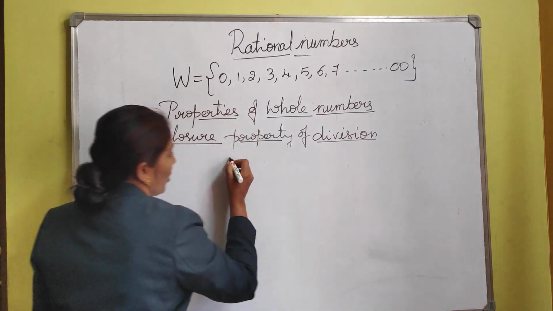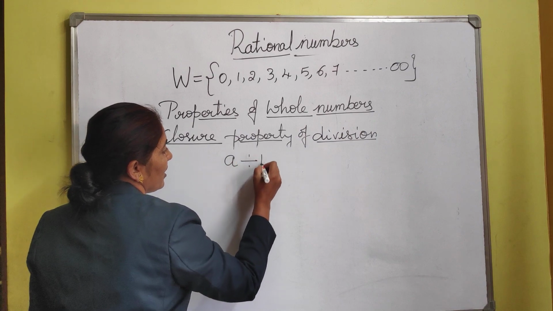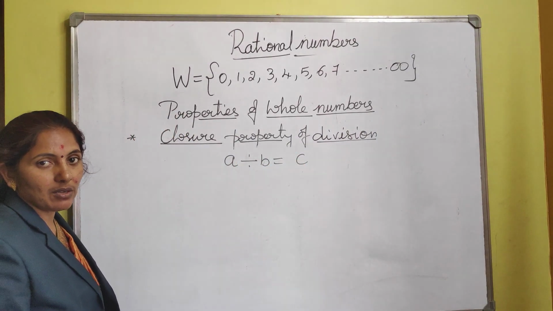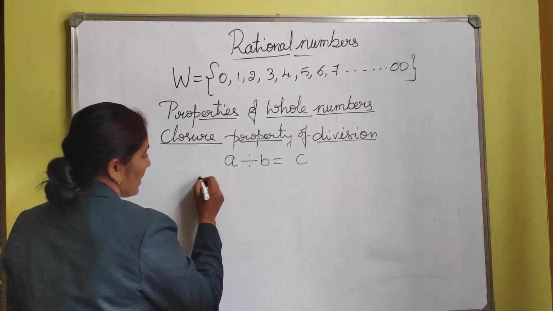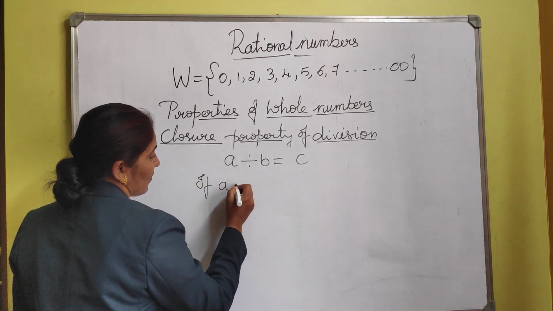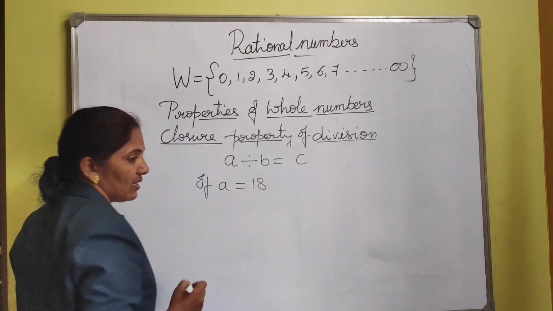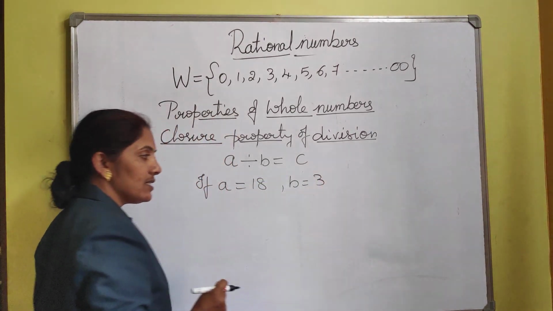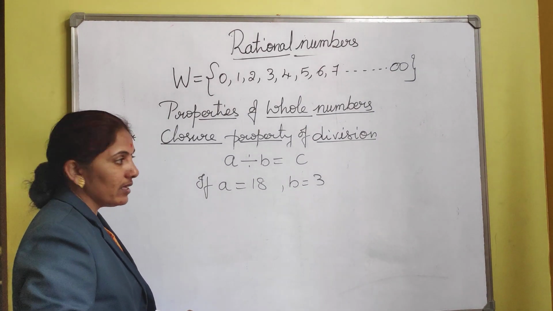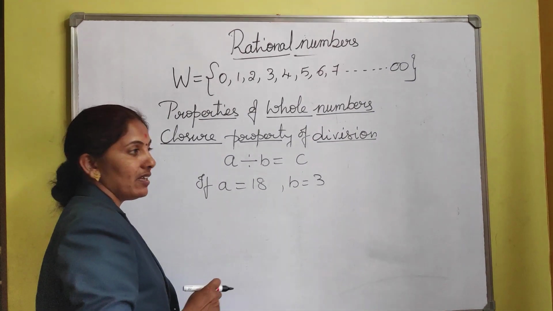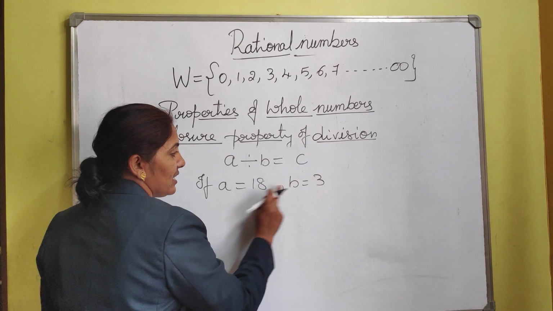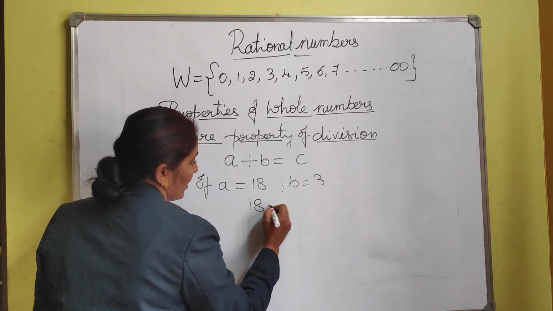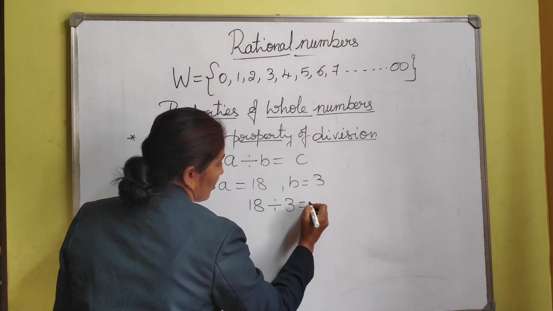See again, A divided by B is equal to C. I will consider a small example. If A is equal to 18 and B is equal to 3, is this possible? Yes, 3 sixes are 18. 18 is a multiple of 3. So it is possible. 18 divided by 3 is equal to 6.